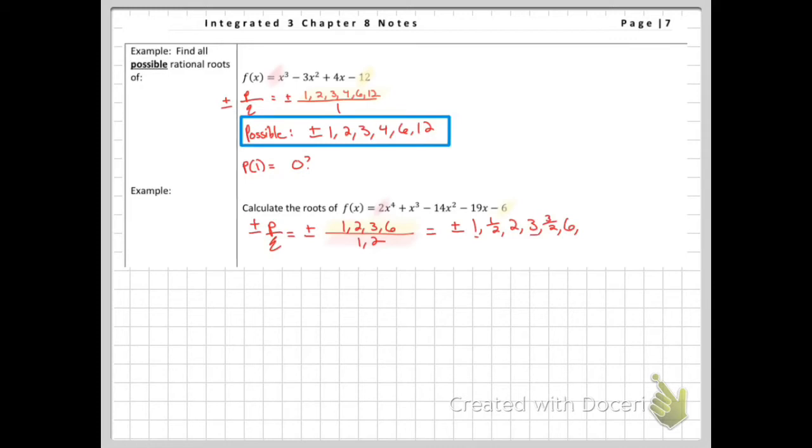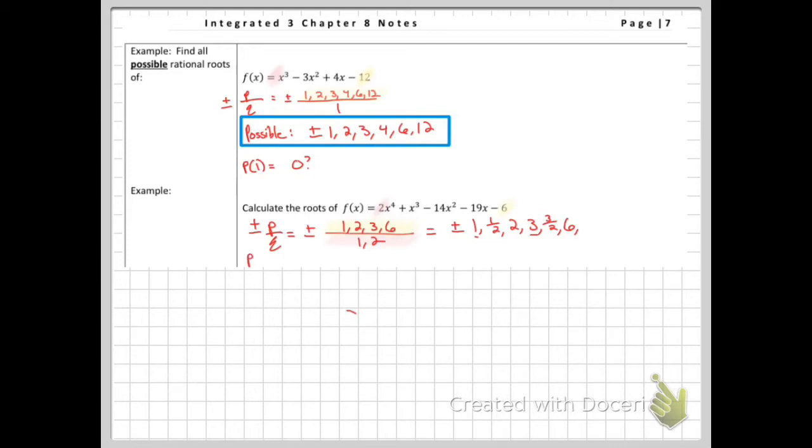So how many are there? So there's 6 of them, but don't forget the negatives. So plus and minus all of those. So you have 12 possibilities. So we obviously don't want to try 5. I don't want to try 4. I only want to try numbers on this list.